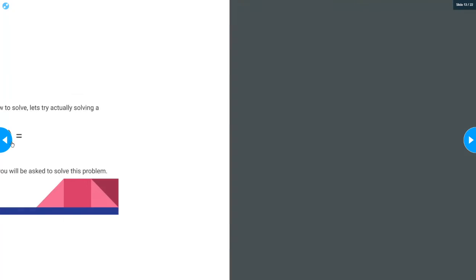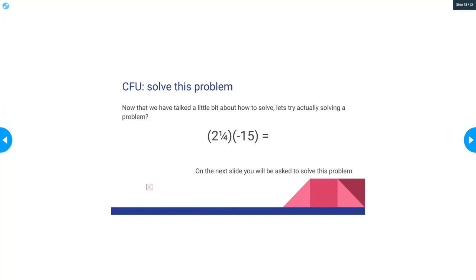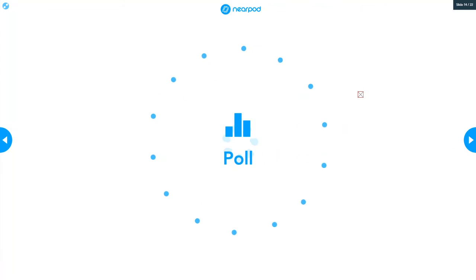Uh-oh, I skipped one. All right, so this is our problem we're going to work on. Now we want to actually solve this problem. 2 1/4 times a negative 15. So I want to see your answer that you get when you multiply these two numbers. We have to pay attention to our positive and negatives. We have to pay attention to turning fractions to decimals. And then we have to pay attention to when we get our answer, where does the decimal go? So gotta change that product.